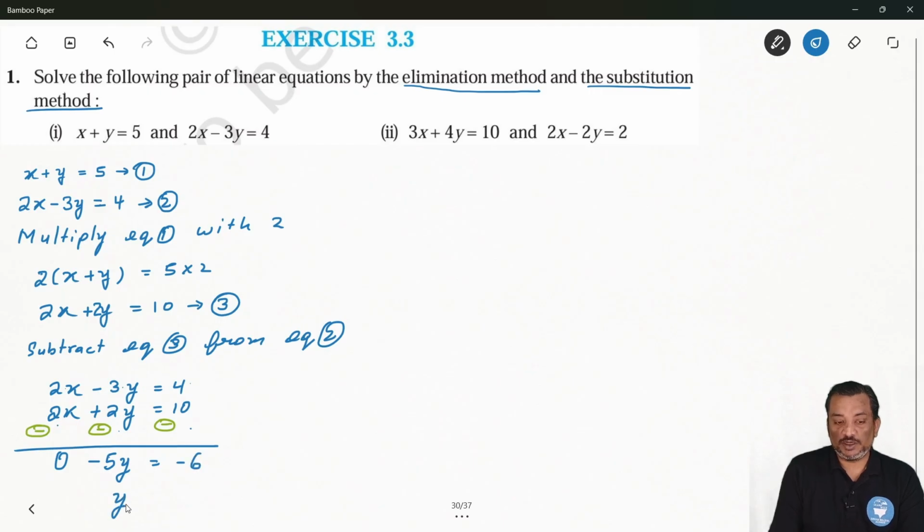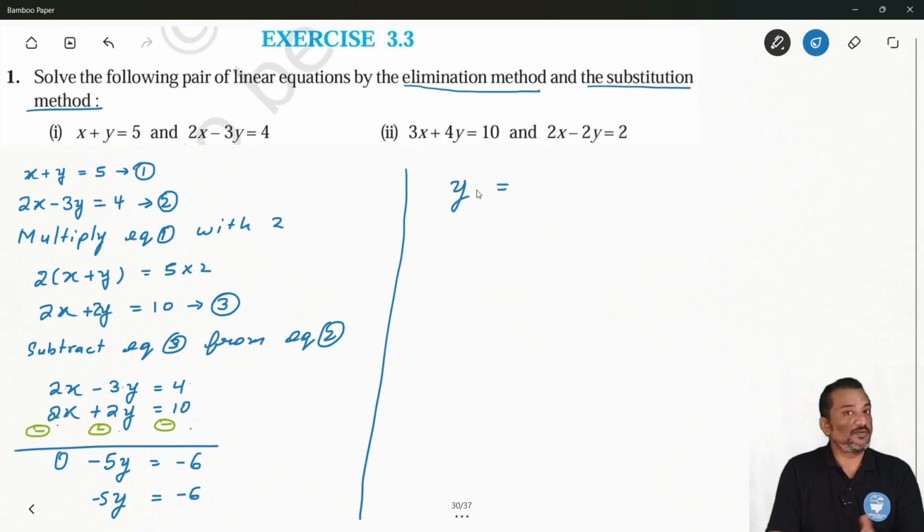So y is equal to minus 5, y is equal to minus 6. Okay, now after that you can say here, this one. So y is equal to, so minus 5 will transpose to the right side. So you can say minus 6 over minus 5. So you will get y is equal to how much? 6 over 5. Minus minus get cancelled. Okay, so y value you will get.